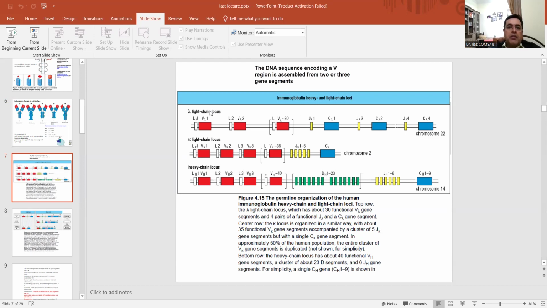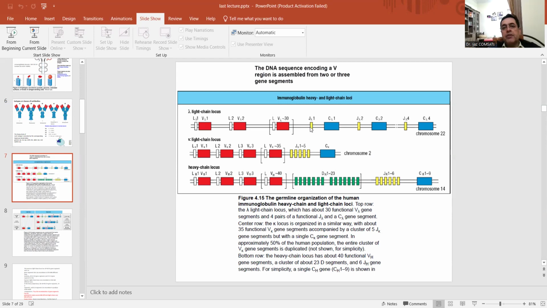And in order to produce the lambda chain, which has 2 parts, one is the variable part and the other is the constant part, this is actually produced by joining sequences with each other, which are present on chromosome 22. So, what are these sequences? These are variable sequences, and the yellow boxes show the joining sequences.